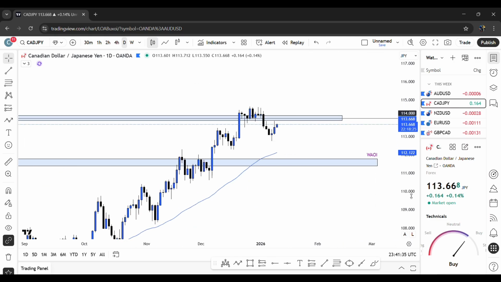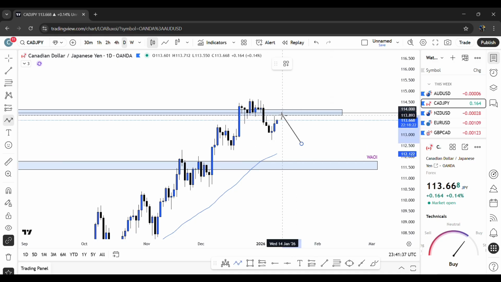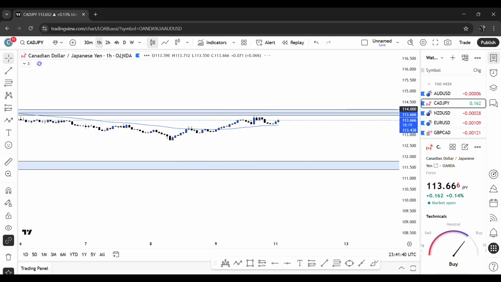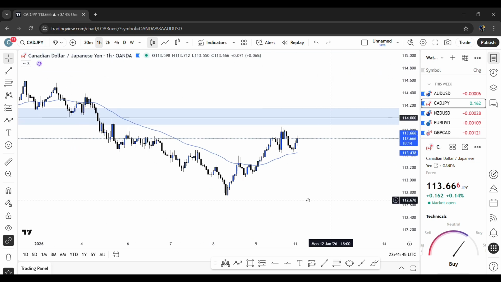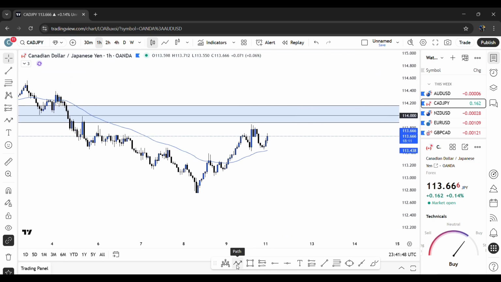At the moment we are looking for sells from this area, and the same thing: we'll drop down to the lower time frames and wait for the shift of structure, and then the entry signal, which will be the bearish engulfing. I hope you guys know what the shift of structure is.